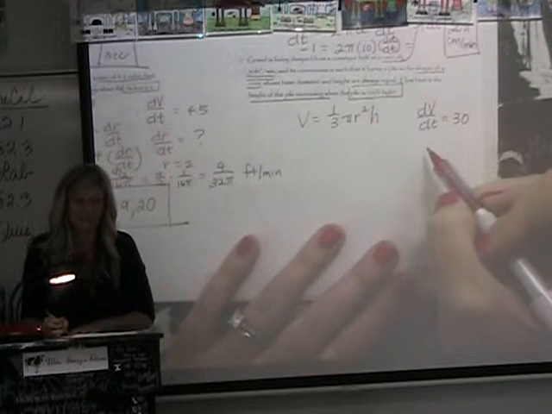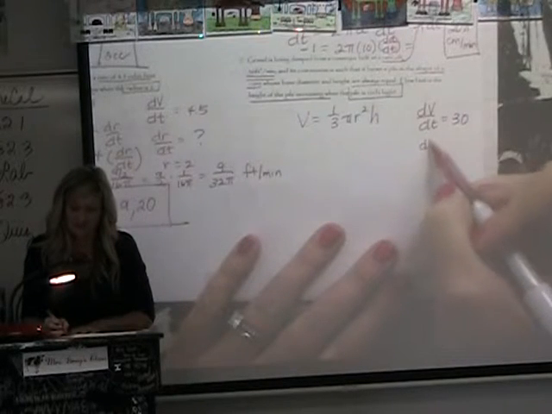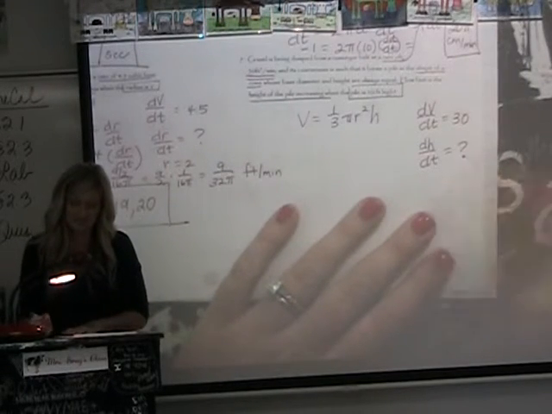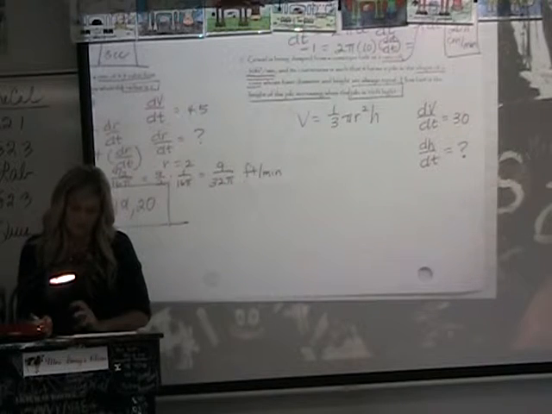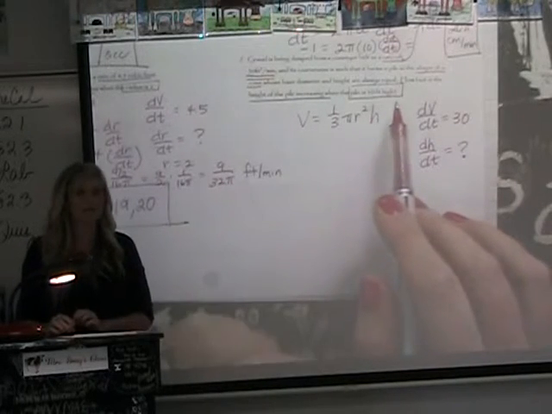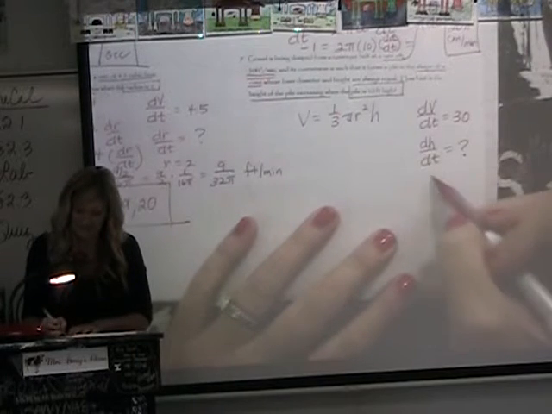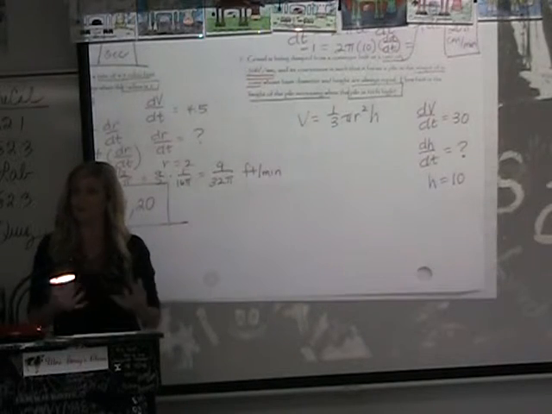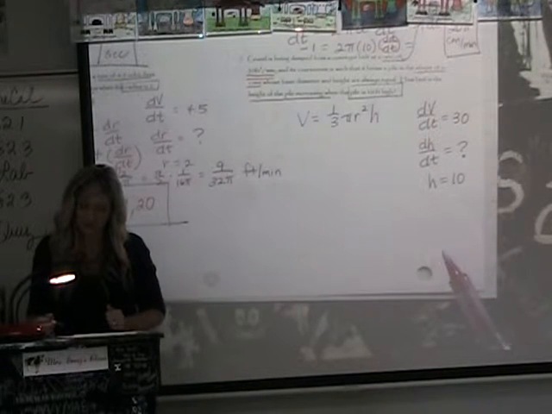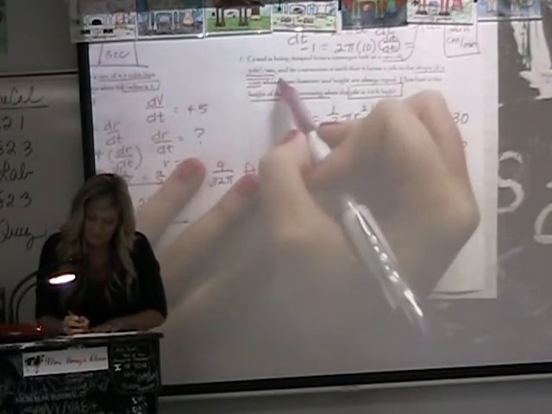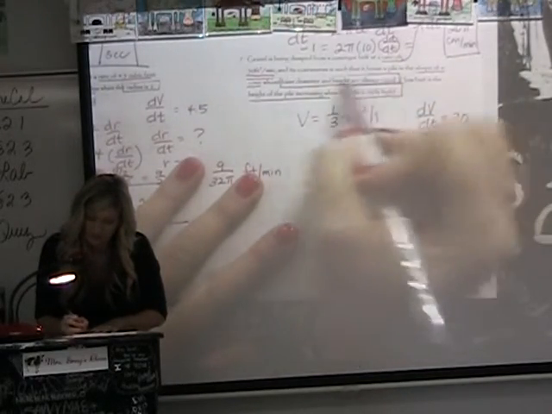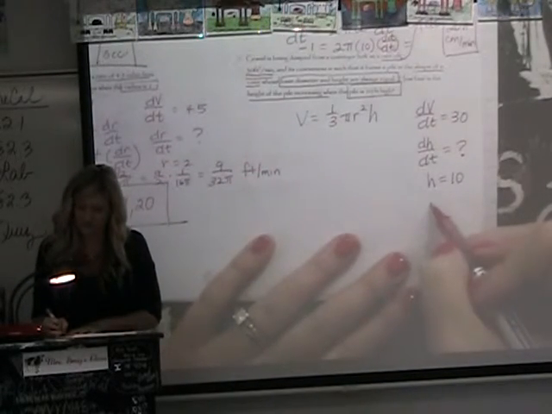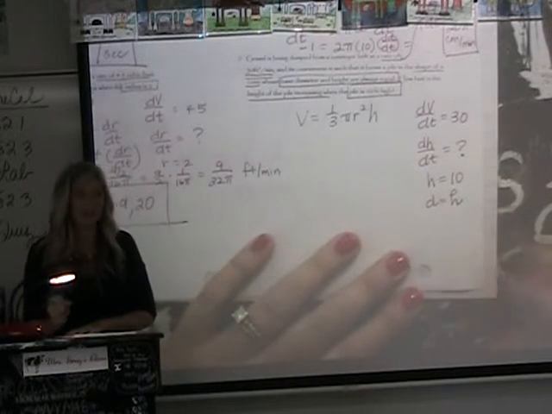So what am I finding? dh by dt. I want to know the rate the pile is increasing. I'm finding dh by dt, and pile is 10 feet high. What does that tell me? h is 10, good. And now there's a piece of information that I haven't underlined that we would definitely have to take into consideration. It says that the base diameter and the height are always equal. That is super important. So the diameter is equal to the height.